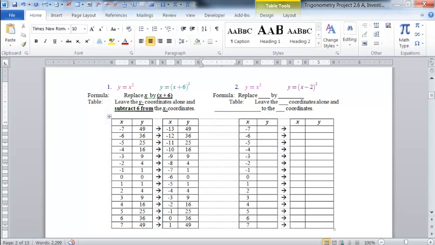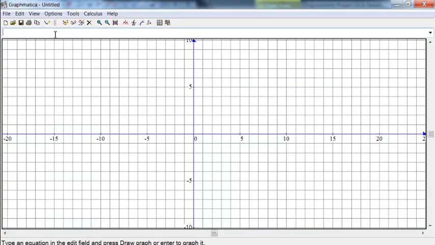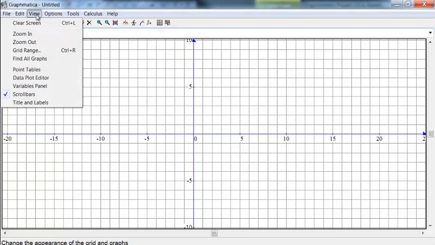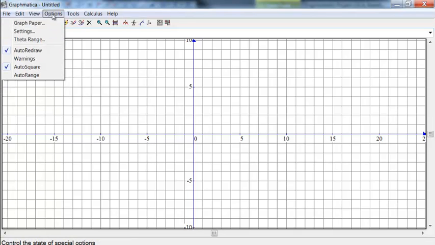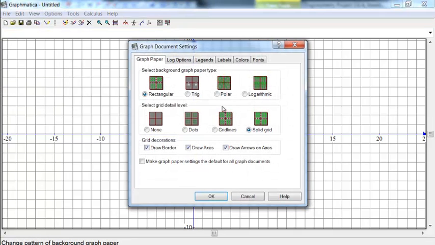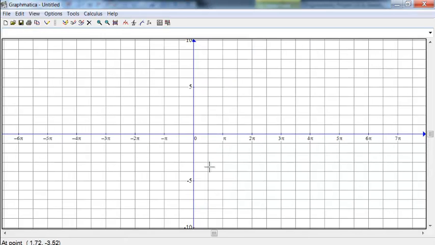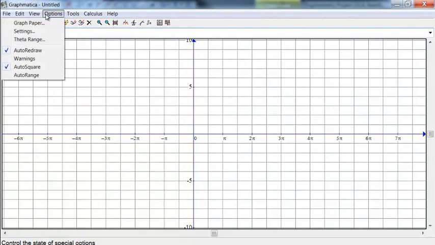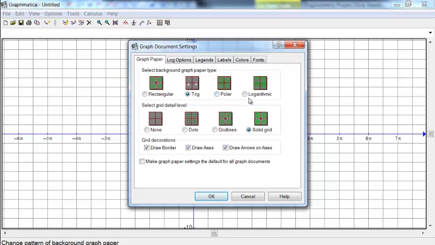Now let's graph this. Of course, we could graph this on a graphing calculator, but we can also graph it here in Graphmatica. Now the way Graphmatica works, first of all, notice how I've done some settings. So let me just do that first. If you go to View and now go to Options and Graph Paper, I can use a trig scale if I want. Look what happens when I do that. We get multiples of pi along here. For this one, I don't want that, so let's go back. That might be useful later on. We just want a rectangular grid.